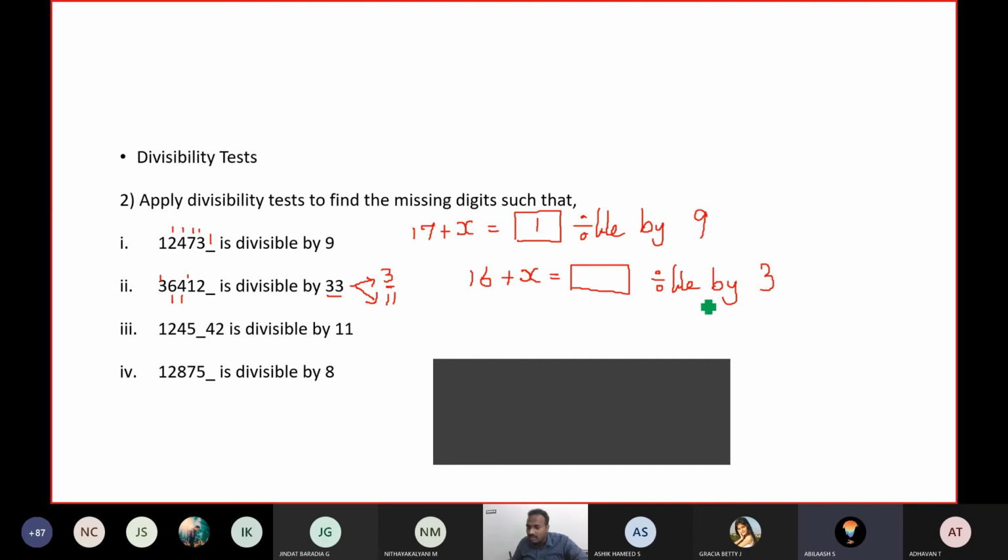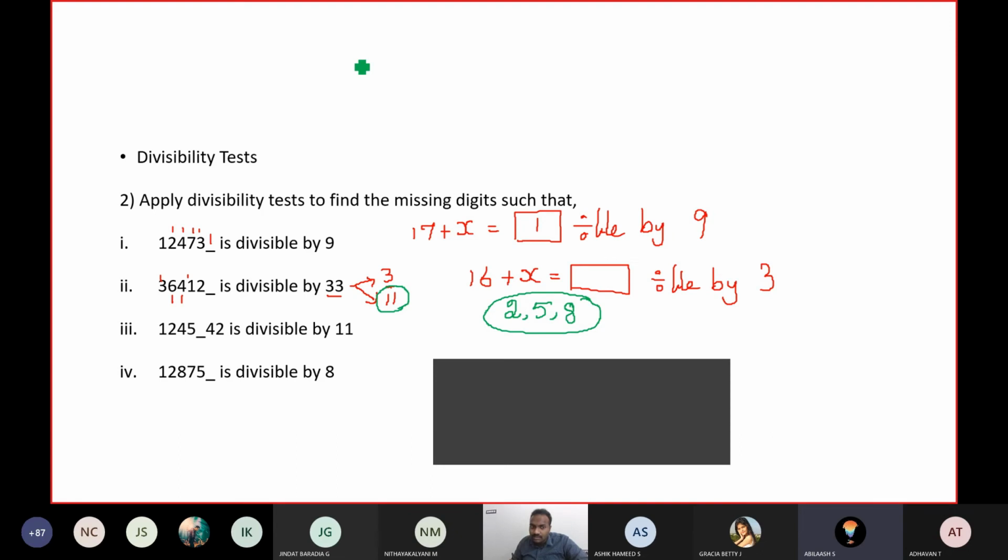Yes, there are a lot of possibilities here. Tell me one after the other. 2, sir. 2 is possible. Any other numbers possible? 5, very good. Any other possibilities? 8, very good. So these are the possibilities because 16 plus 2 is 18 divisible by 3. 16 plus 5 is 21 which is again divisible by 3. 16 plus 8 is 24 which is again divisible by 3. Clear, people? Very good. But we know that the number is also divisible by 11.